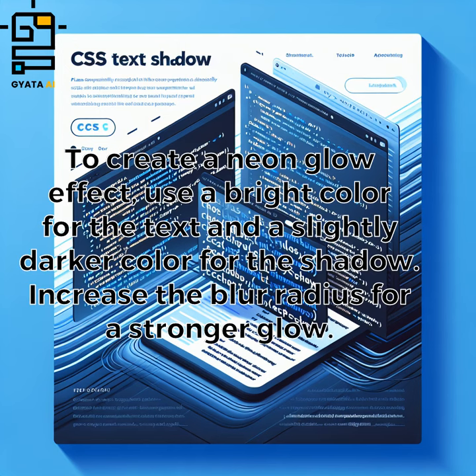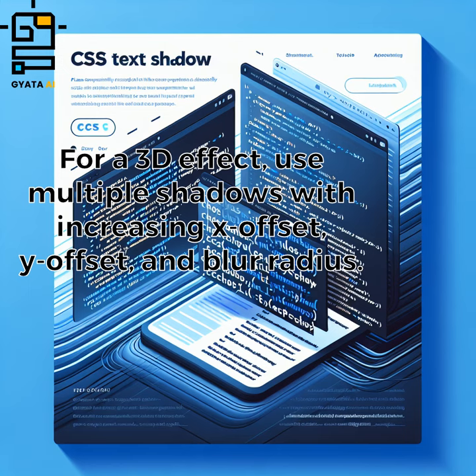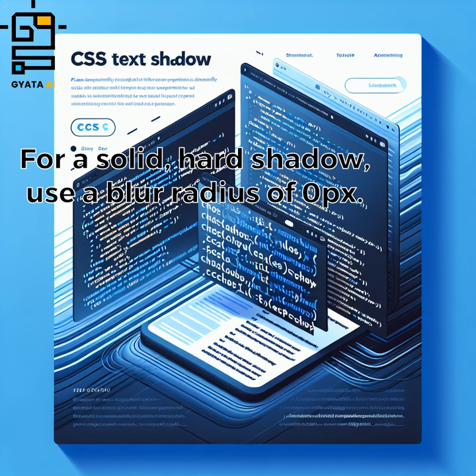Tips and tricks. To create a neon glow effect, use a bright color for the text and a slightly darker color for the shadow. Increase the blur radius for a stronger glow. For a 3D effect, use multiple shadows with increasing X offset, Y offset, and blur radius. For a solid hard shadow, use a blur radius of 0.